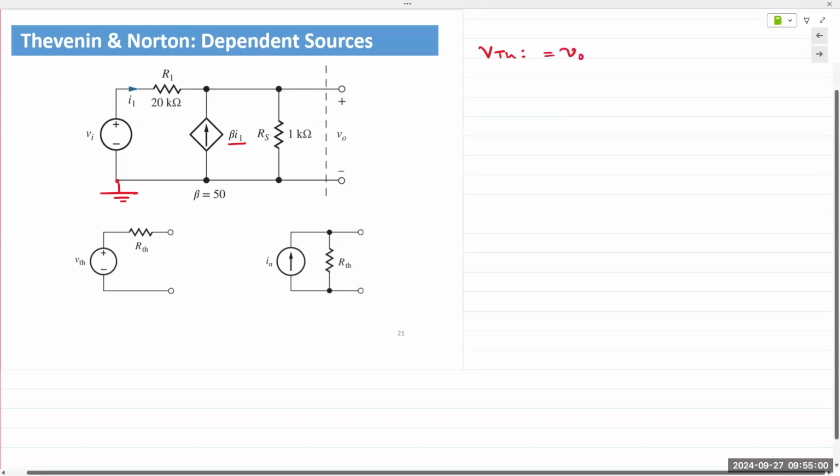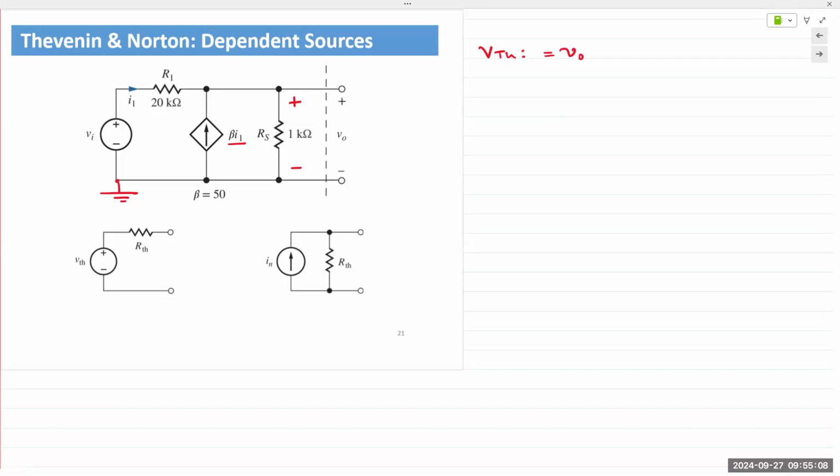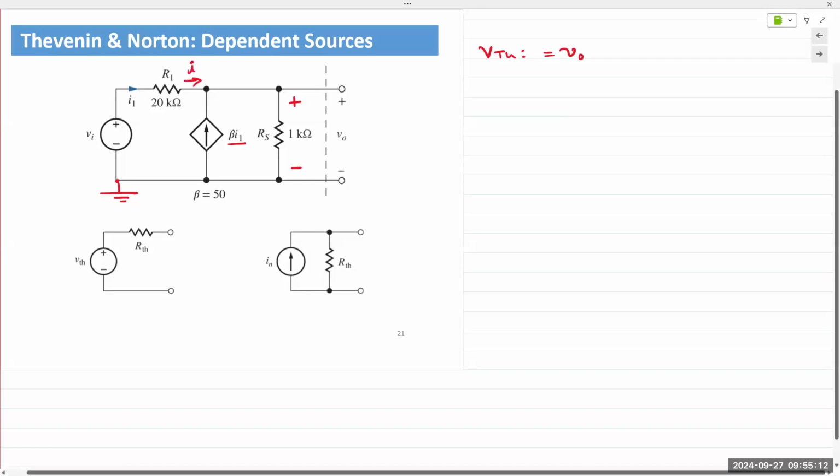And VO is the same as the voltage across RS. So I will make a few assumptions. Assumption would be that I have I1 coming through here, and I have this beta I1 coming up too. And this node combines to form IS that is flowing through RS.